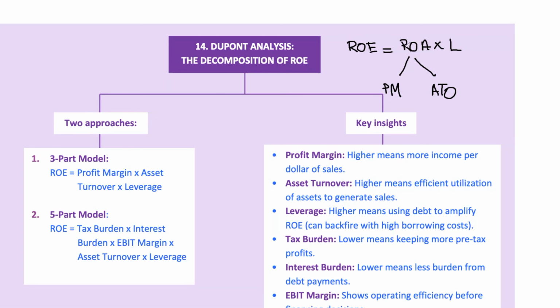ROA has two components. Net profit margin, net income over revenue. This tells us how much profit a company generates from its sales. Total asset turnover, revenue divided by average total assets. This shows how efficiently a company uses its assets to generate revenue. These two components combine to form ROA, which gives us an idea of how well a company is using its assets to generate profit. Now, let's move to return on equity, ROE.